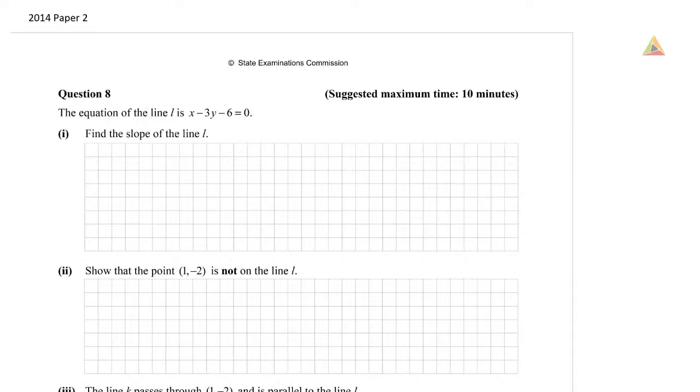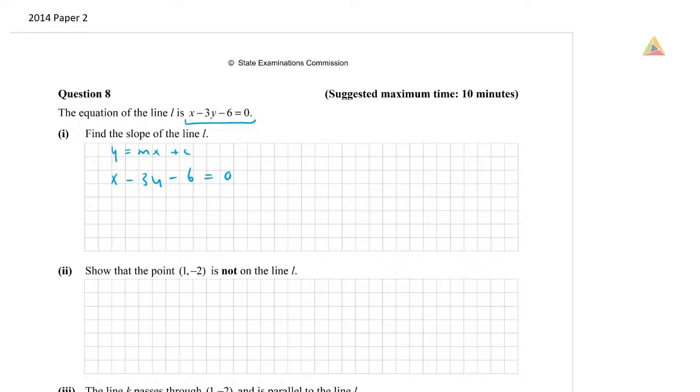So the equation of the line L is x minus 3y minus 6 equals 0. Find the slope of the line L. So we need to use the formula y is equal to mx plus c. So we now need to get this in the y is equal to mx plus c format. So what we have is x minus 3y minus 6 equals 0.